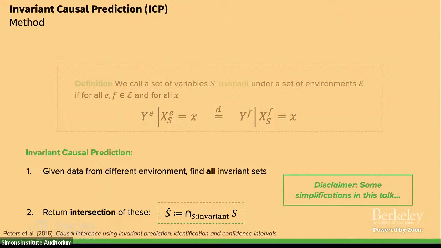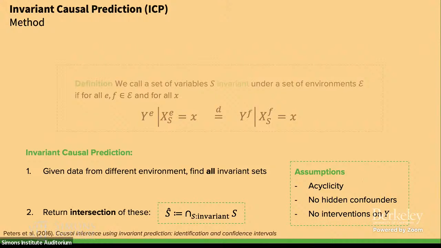And a small disclaimer: I'm simplifying the terminology and the notation a little bit. I hope this does not cause confusion for those of you who know this work better, but if it does, please ask. Major assumptions here are that you have an acyclic underlying causal system, there are no hidden confounders, and as I already said, no interventions on Y directly. So for instance, if you think of structural equation models, this means that the noise in the structural equation of Y has the same distribution across all environments.